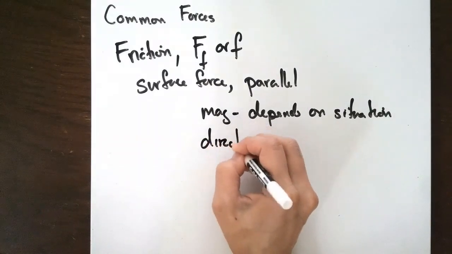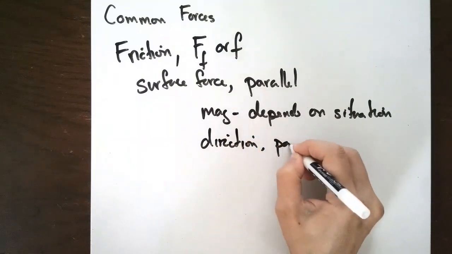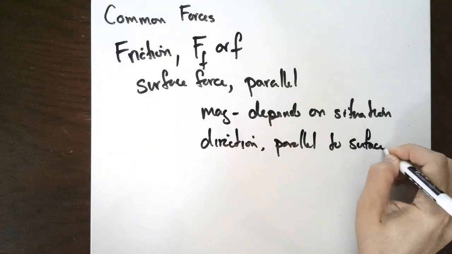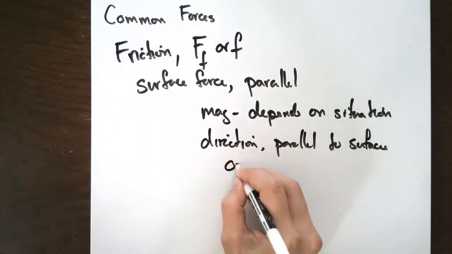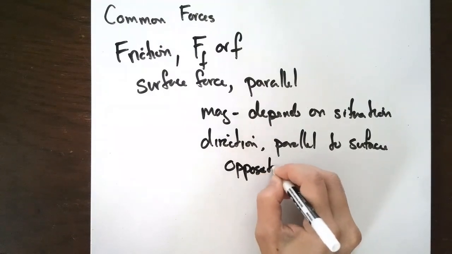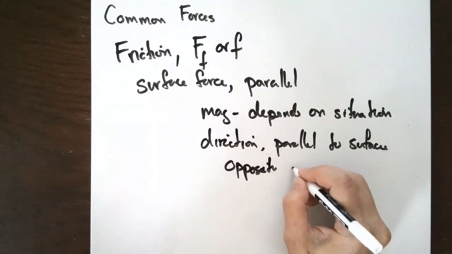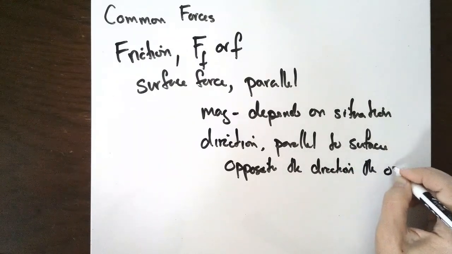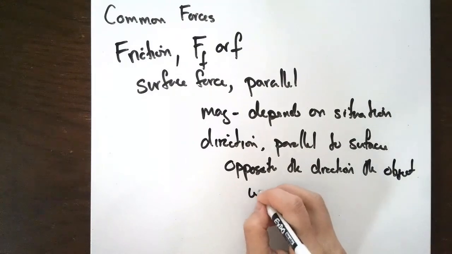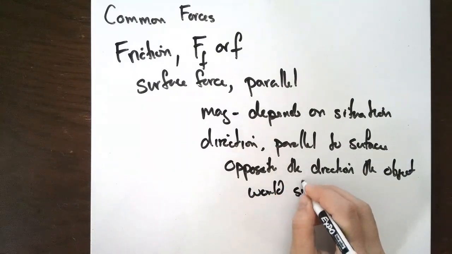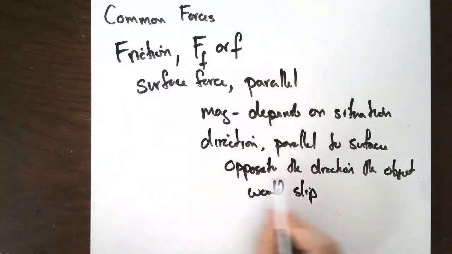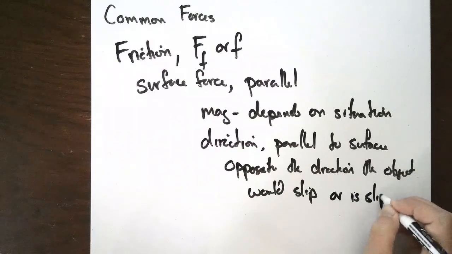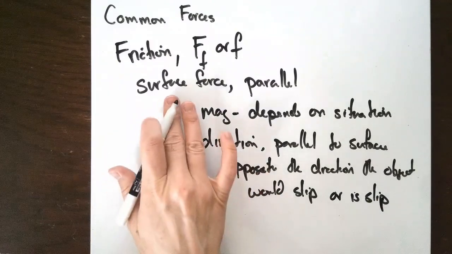But the direction is parallel to the surface, and it's opposite the direction the object would slip. And that's the direction opposite the direction the object would slip if it's not moving, or is slipping if it is moving, relative to the surface, that is.